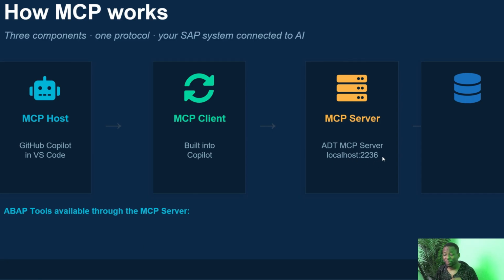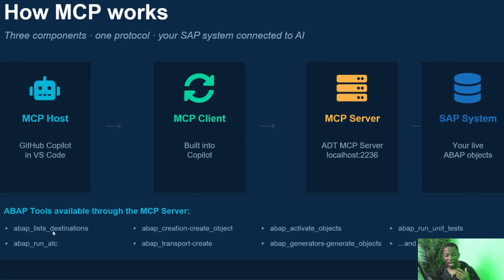development tool MCP server. One good thing is that the ABAP development tool comes with the MCP server, so you don't need to make any special configuration for this. And then we have your SAP system. So these three components share one protocol, and your SAP system is connected to the AI. These are the following tools that are available through the MCP server.